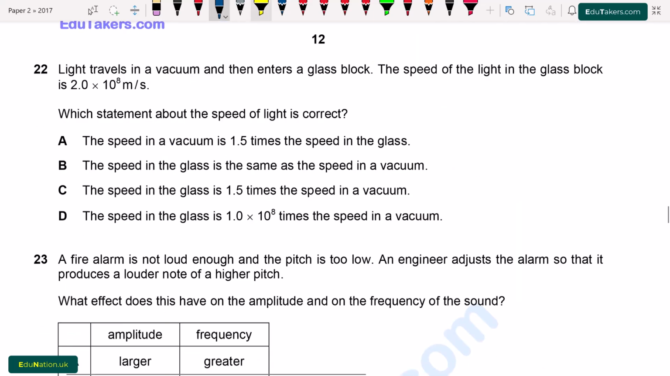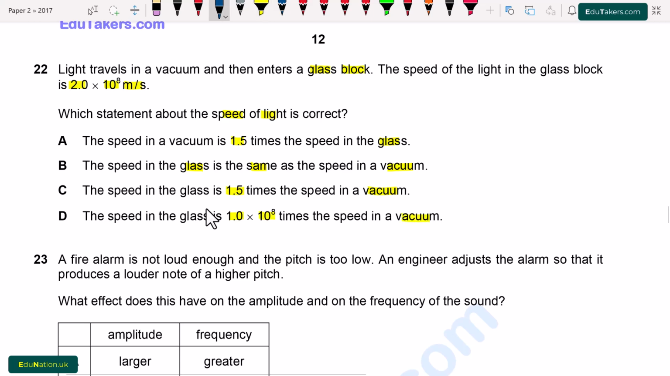Question number 22. Light travels in a vacuum and then enters the glass block. The speed of the light in the glass block is 2.0 × 10^8 meters per second. Which statement about the speed of light is correct? A. The speed in the vacuum is 1.5 times the speed in the glass. B. The speed in the glass is the same as the speed in the vacuum. C. The speed in the glass is 1.5 times the speed in the vacuum. D. The speed in the glass is 1.0 × 10^8 times the speed in the vacuum.